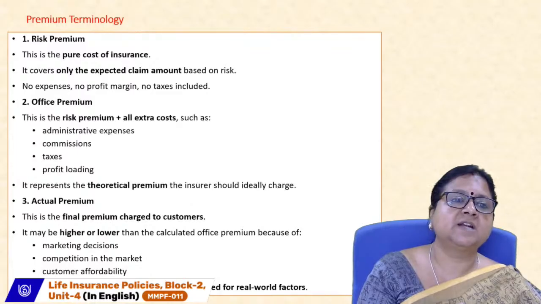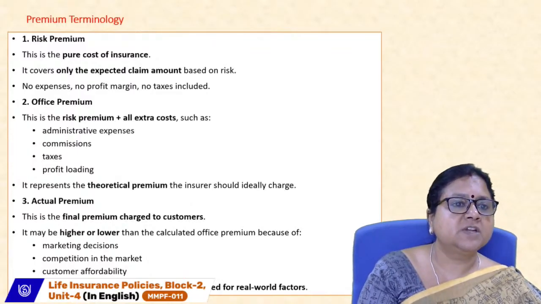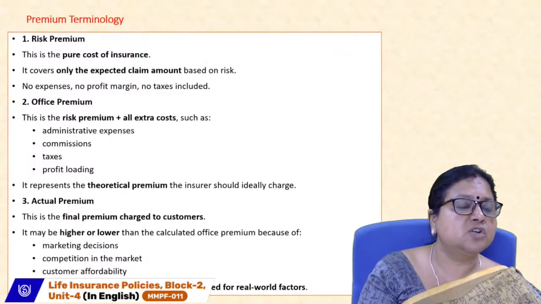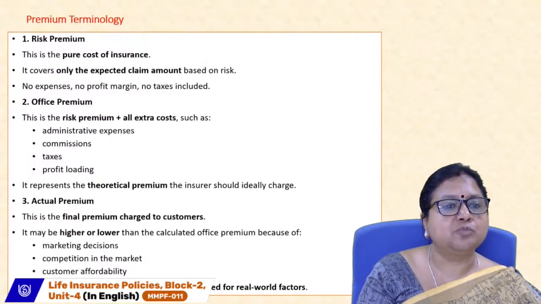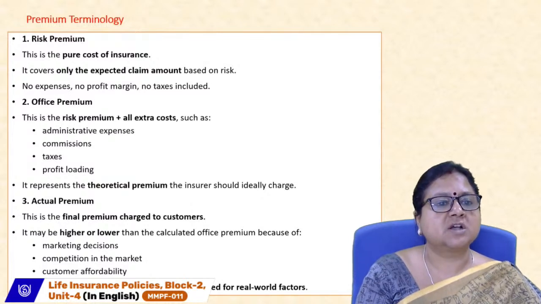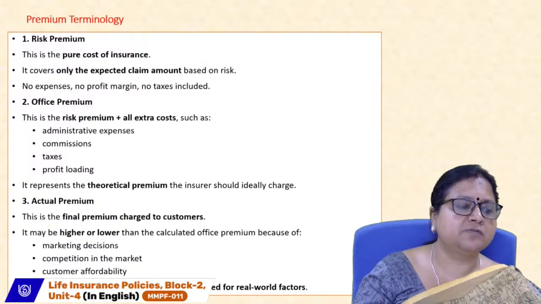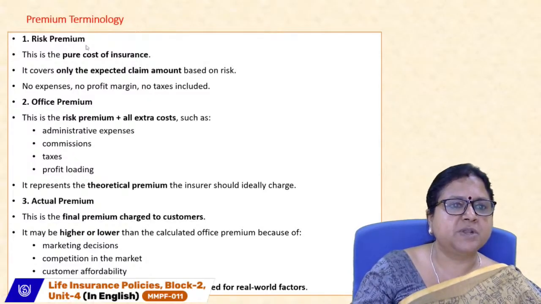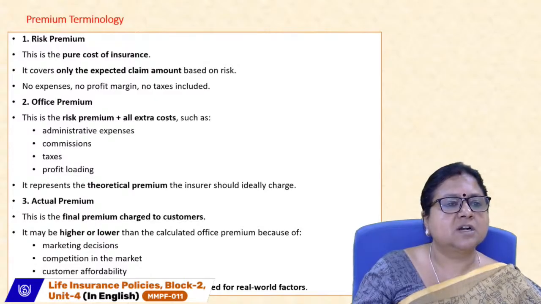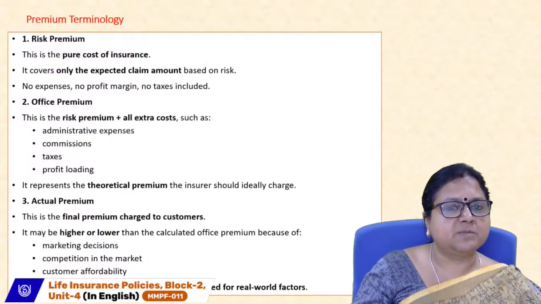So before winding up, let us just go through a few of the premium terminologies. We talk about premium. Premium is the amount which the policyholders have to pay to the insurance company to get a security of their life. Premium can be of three types. One is the risk premium. This is the pure cost of insurance. It covers only the expected claim amount based on the risk. So it doesn't cover the expenses, and no profit margin or taxes are included.